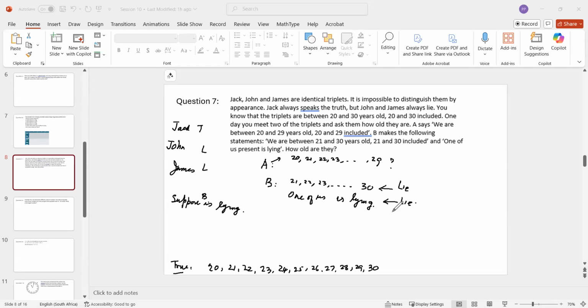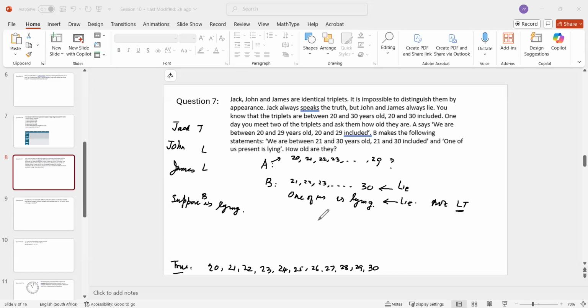He says one of us is lying, but that's a lie. So therefore it means that you don't have that. If you had that, then that would be true. So what it means is that either both are lying or both are speaking the truth. Now you can't have both speaking the truth because there's only one truth teller.